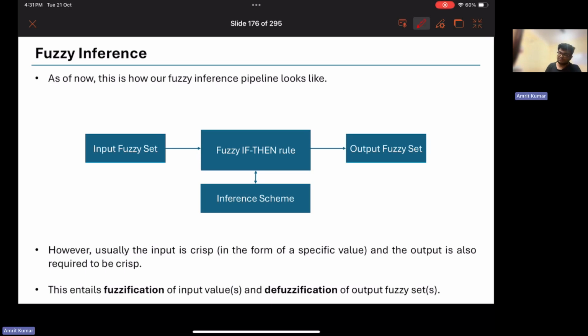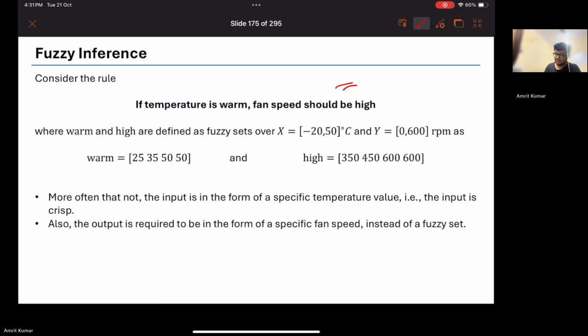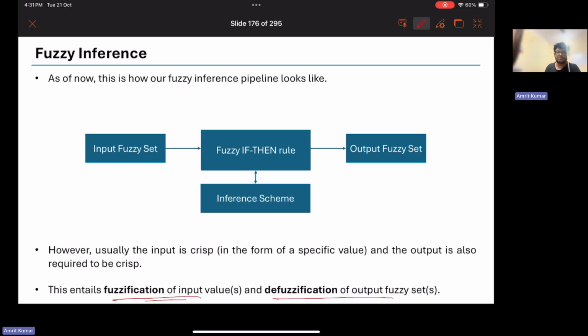So this is achieved by fuzzification of input values and defuzzification of output fuzzy sets. That is, given a particular value for input, I fuzzify it to obtain the input fuzzy set A dash. And similarly, having obtained the output fuzzy set B dash, I defuzzify it to get an output value. Given an input value, I fuzzify it to get input fuzzy set A dash, and having obtained the output fuzzy set B dash, I defuzzify it to get an output value.